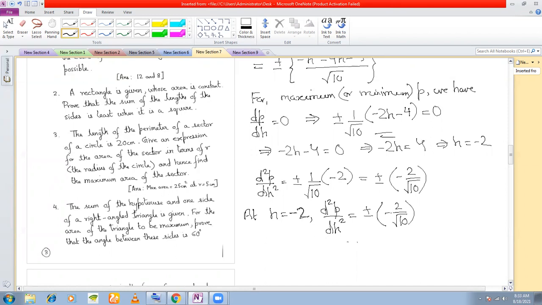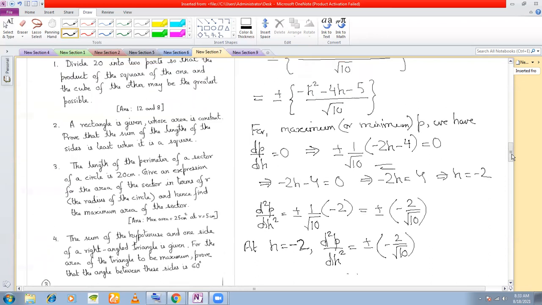Here now, if you take the positive sign, this will be negative, right? If you take the negative sign, this will be positive. That means at h is equal to minus 2, the distance is both minimum and maximum.